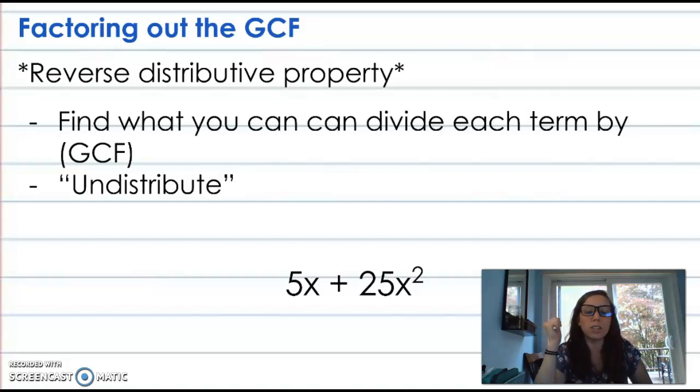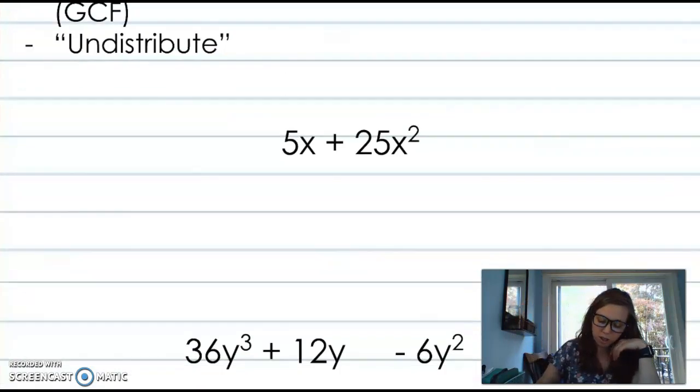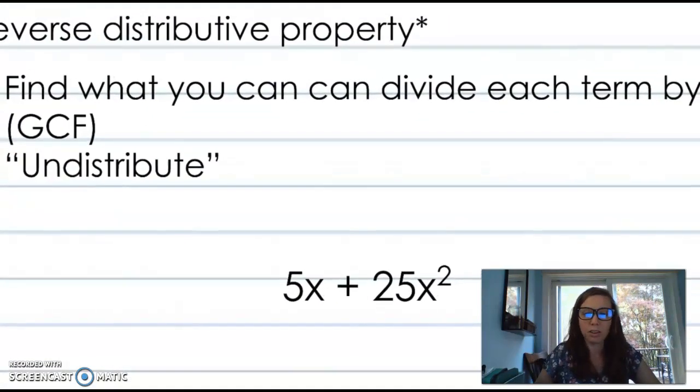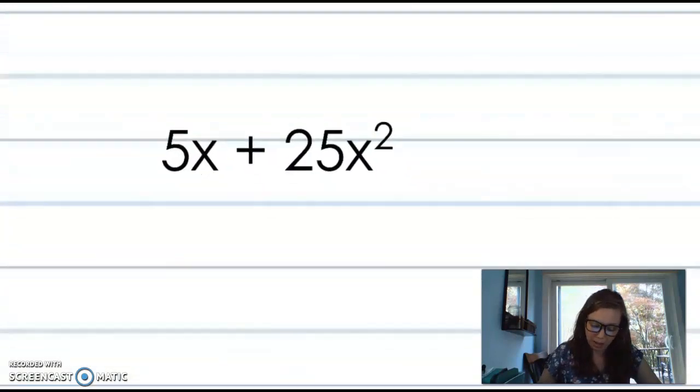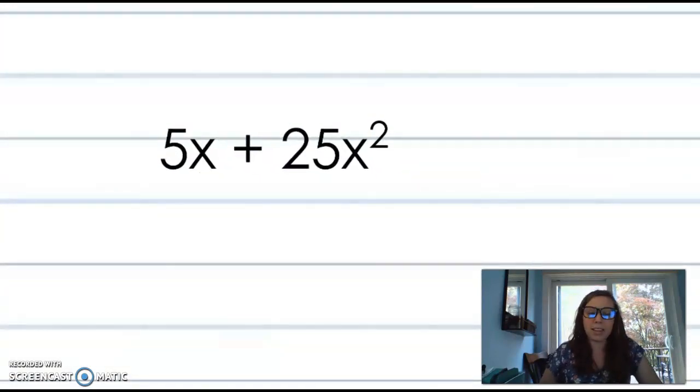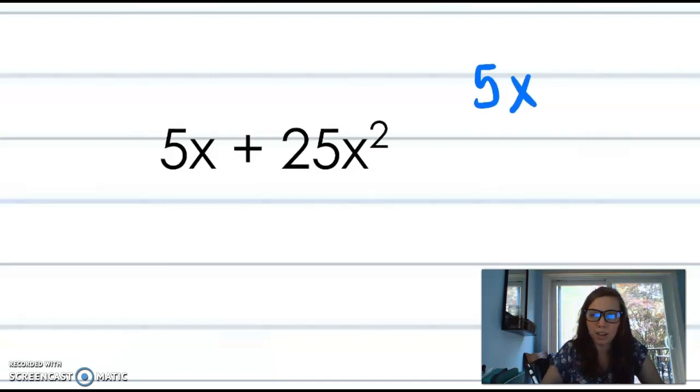The first thing you want to do is find what the GCF is, and then after that you want to undistribute. So you want to take that, divide each term that you have by the GCF, and whatever is left is going to go in parentheses. So this is kind of going back to the first part up there, but we have 5x plus 25x squared. So both of them can be divided by 5, and they both have 1x. The second one has 2 x's, but the first one has 1. So that's going to be what your GCF is.